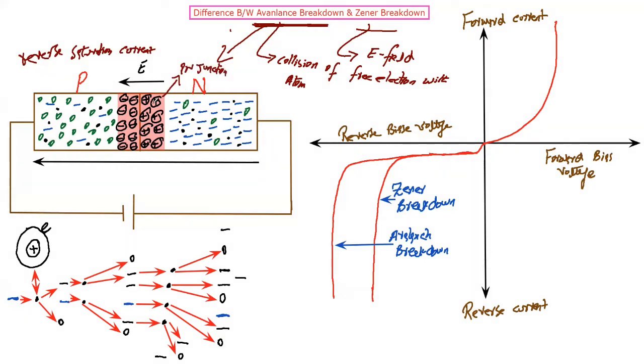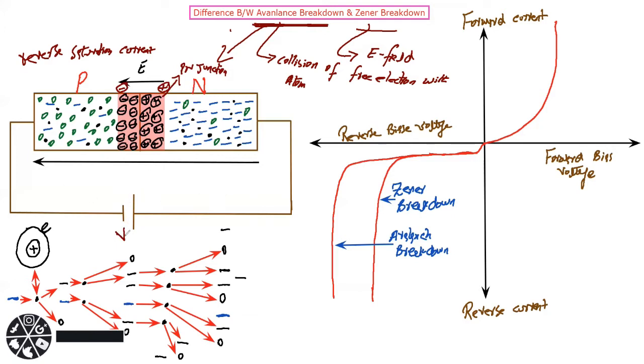In the pn junction, this is the positive ions and this is the negative ions. In the pn junction there exists an electric field, and the direction of the electric field is from the positive ions toward the negative ions. The width of this depletion region depends on the applied voltage. In this case, I applied the reverse bias voltage. I connected the P side with the negative terminal of the battery and the N side with the positive terminal of the battery. That's why this is known as reverse bias voltage.